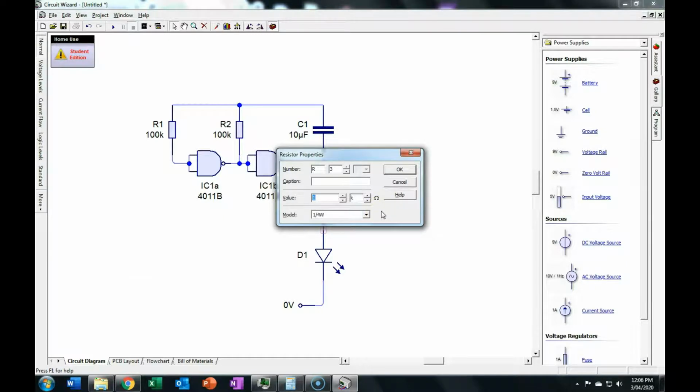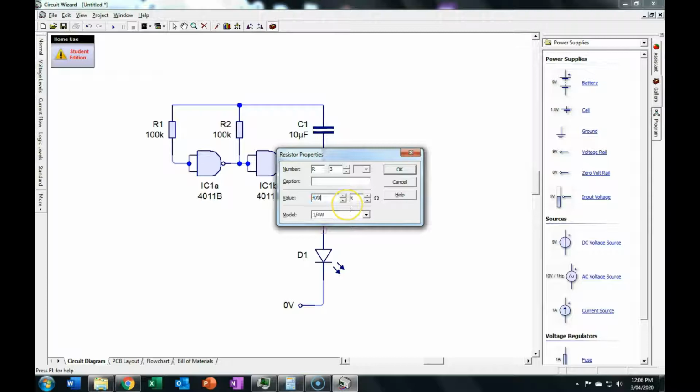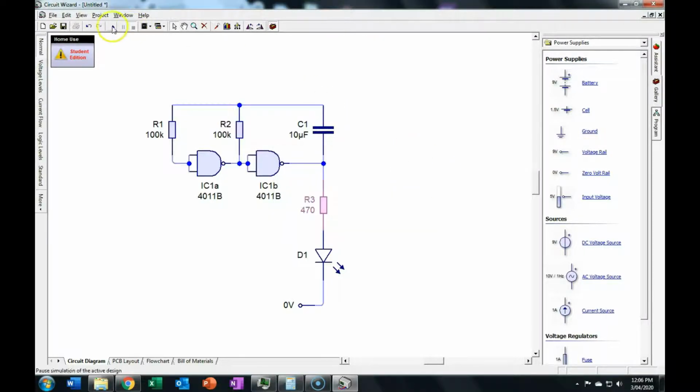So what do we have in the previous circuit? 470 ohms, make sure that's blank. Okay, and it's quite dim, so what I might actually do is just make it a bit lower. 220. Just a bit brighter. Okay.